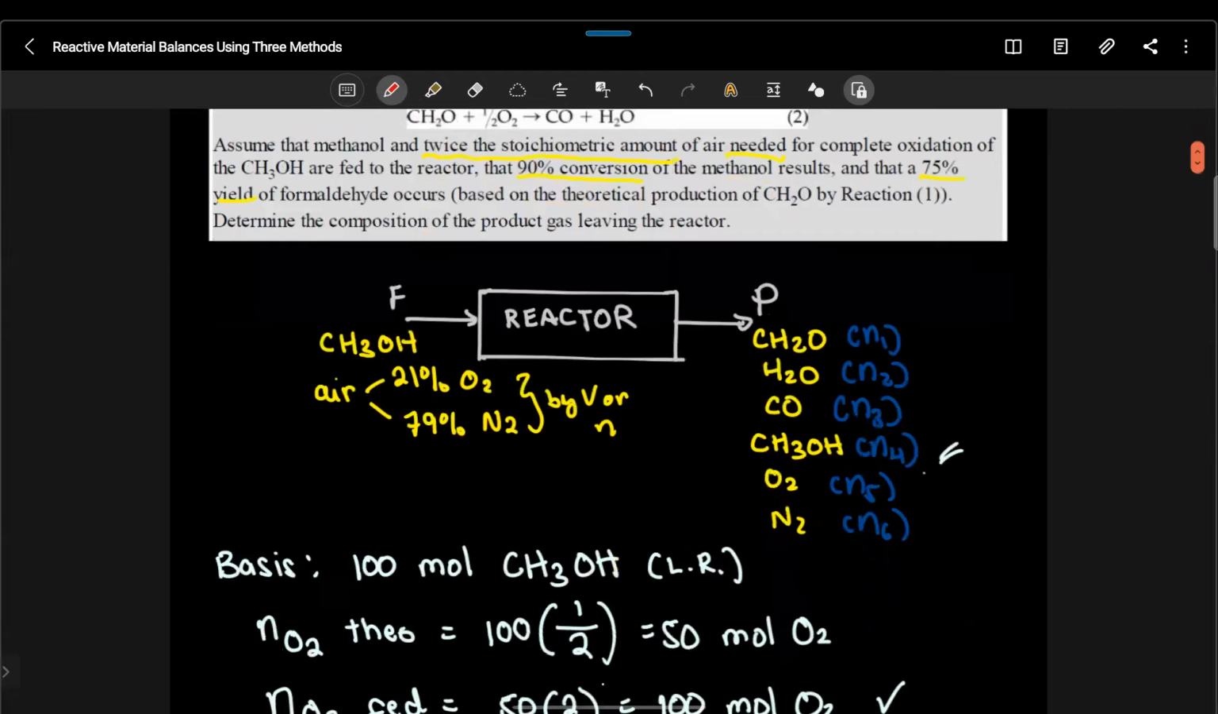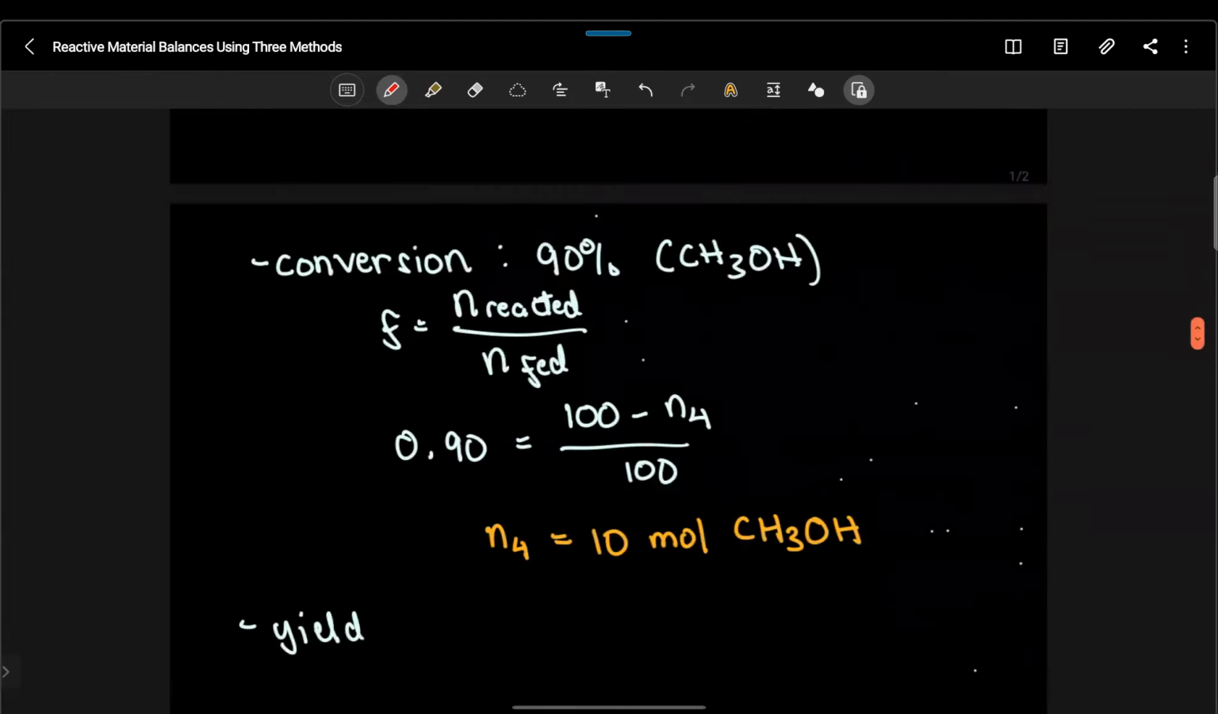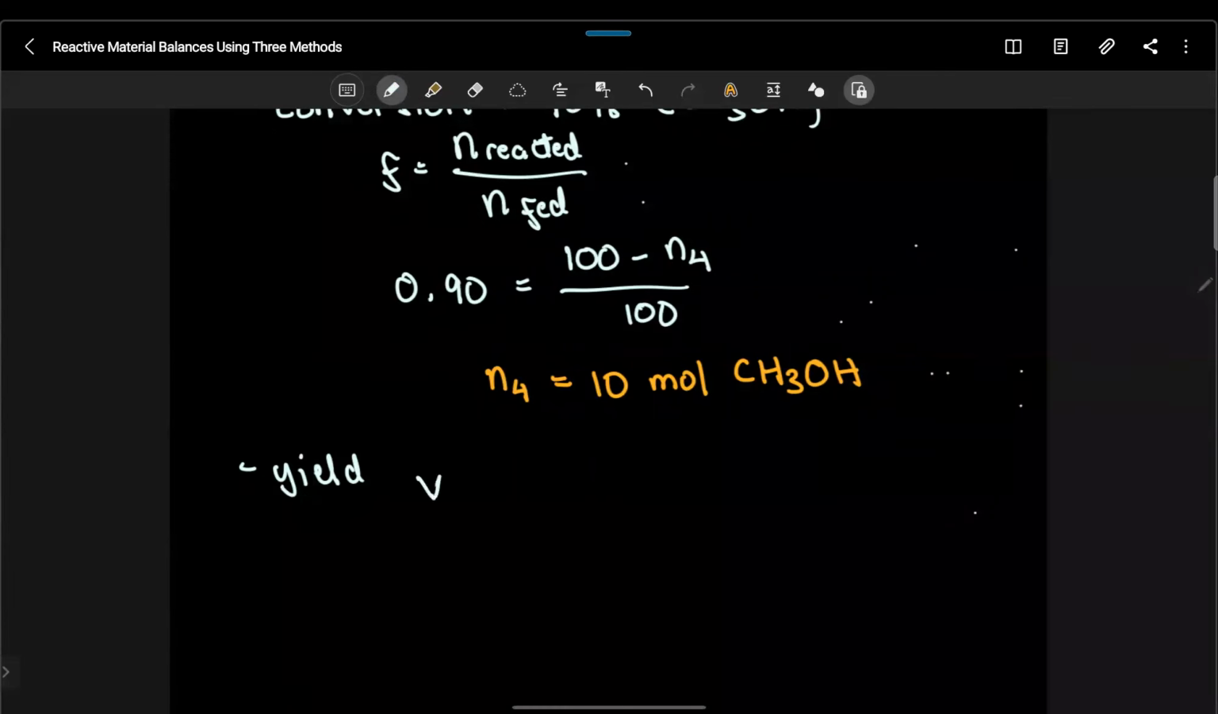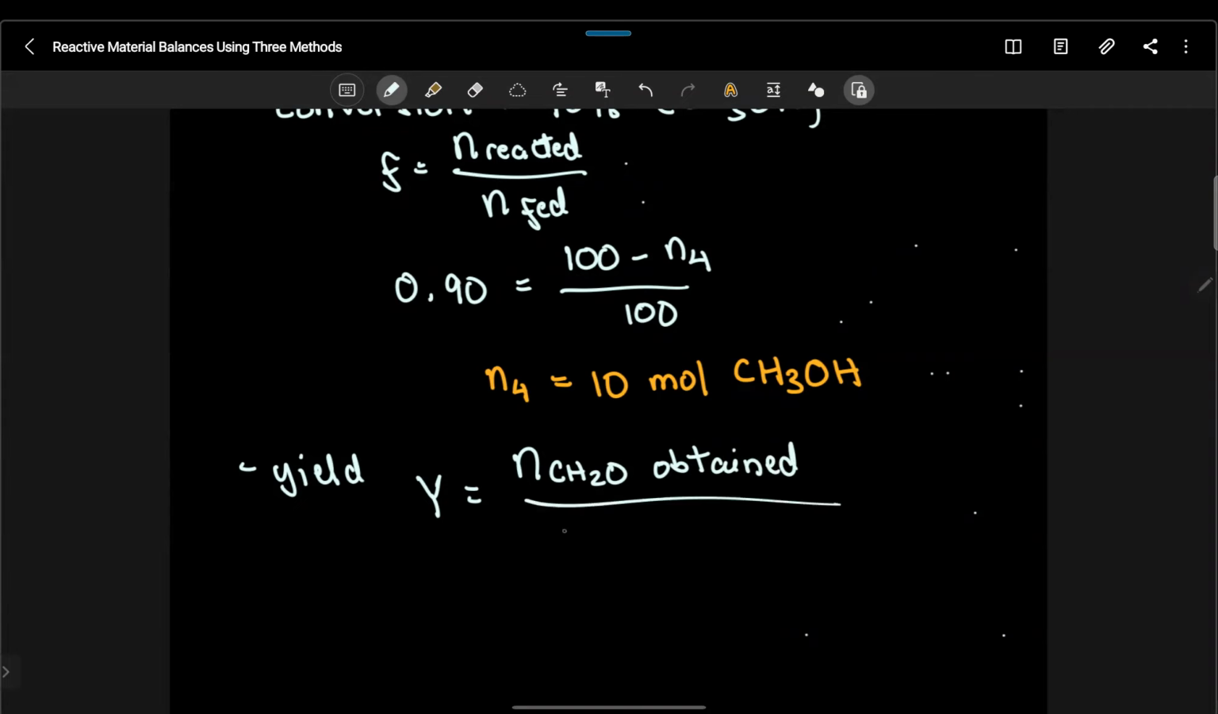Okay, ano ba ang ibig sabihin ng yield? Diba? Pag sinabi natin yield, let me write that down in equation form. Yield is moles of the product obtained, okay, or actual obtained, divided by moles of that particular product theoretical. Okay, diba? Among the three definitions of yield that we discussed before, the third one is the most commonly used, actual over theoretical. So let's do this.